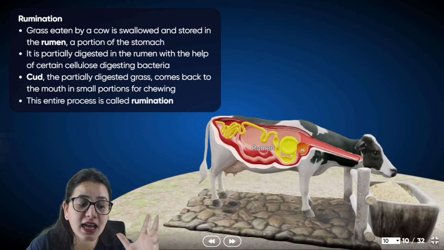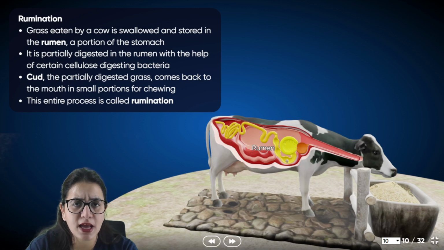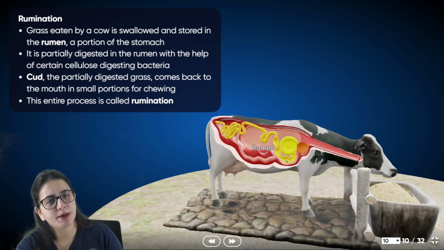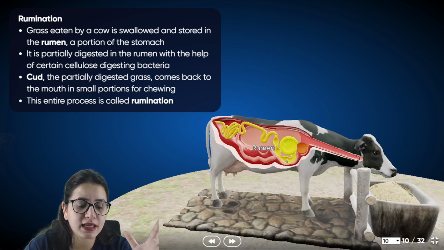The partially digested food in the rumen with the help of certain cellulose digesting enzymes. Simple, not cellulose digesting enzymes नहीं, cellulose digesting bacteria वहां पर present हैं जो cellulose का क्या कर देते हैं, digest. और उसको हम एग्जैक्टली क्या बोलते हैं, हम बोलते हैं उसे कर्ड. What do we call it?